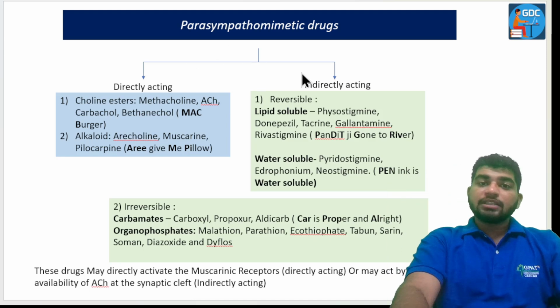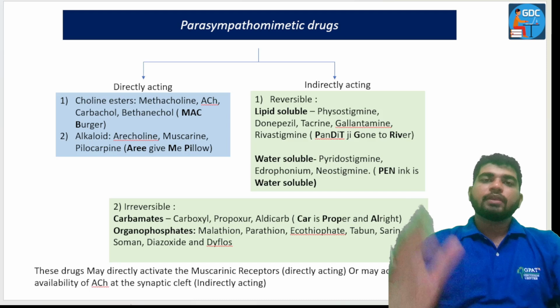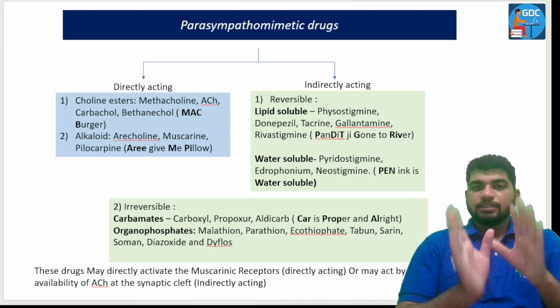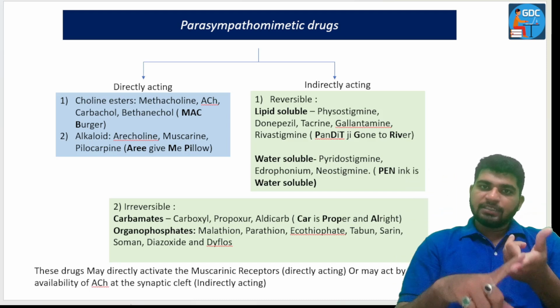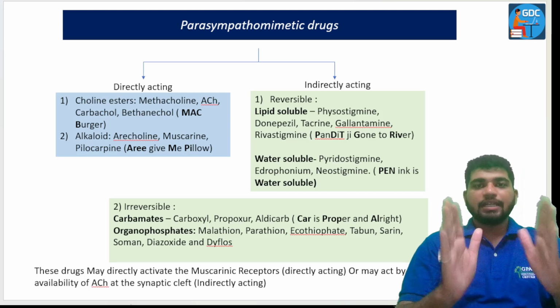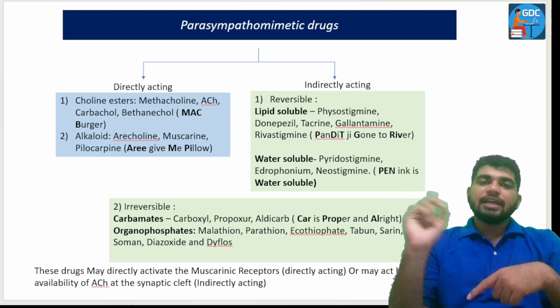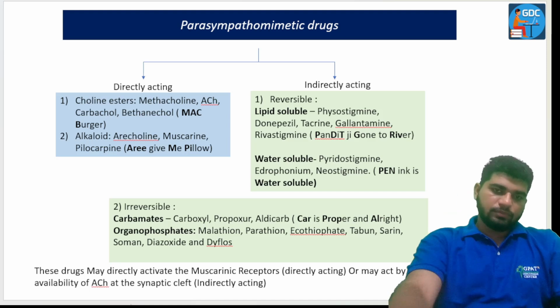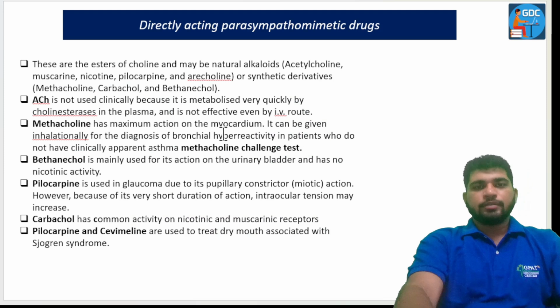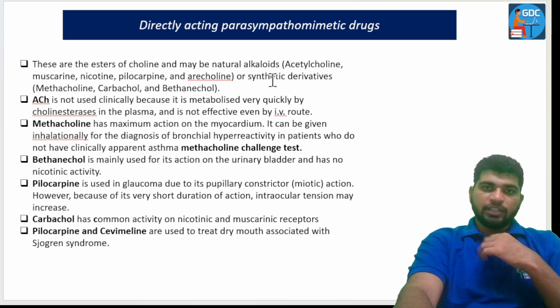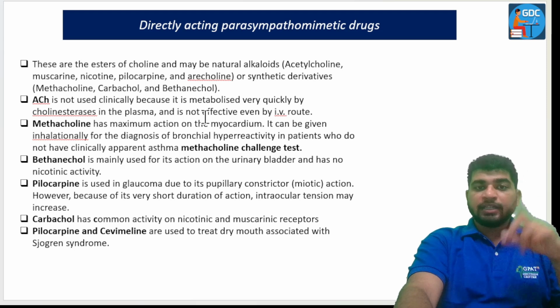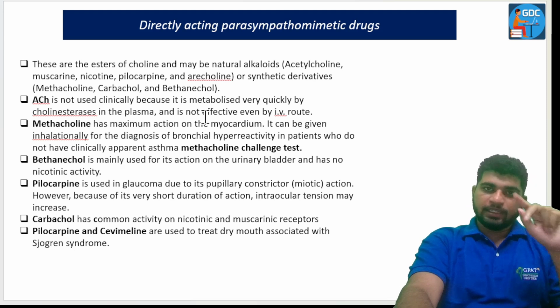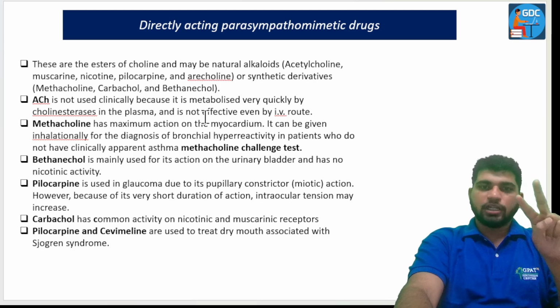So what are the parasympathomimetic drugs? These are drugs that activate the muscarinic receptors or nicotinic receptors. When they act directly on the muscarinic or nicotinic receptors, they are called directly acting. But when they inhibit the acetylcholinesterase enzyme, they are indirectly acting. Let's move towards the particular drugs in the directly acting parasympathomimetic drugs. These drugs are esters of choline and natural alkaloids, as we have discussed before. In the directly acting class, there are two types: choline esters as well as natural alkaloids.